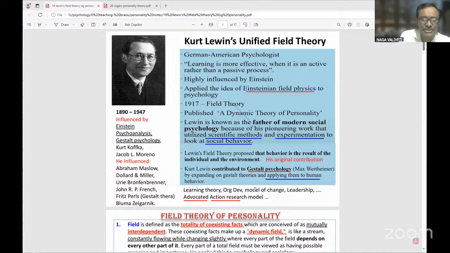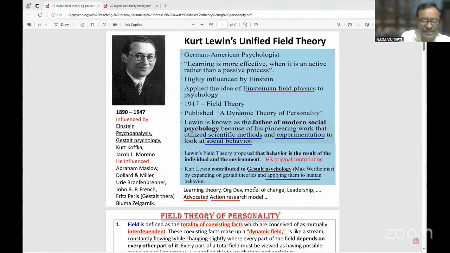And secondly, he is influenced by Gestalt psychology. Gestalt psychology says that the whole is greater than the sum total of the parts, meaning that there are some additional characteristics attributed to the whole. A holistic approach is required. Gestalt therapy is also there. Subsequently, it was developed, and he also studied the psychoanalysis of Freud. He is highly influenced by that.